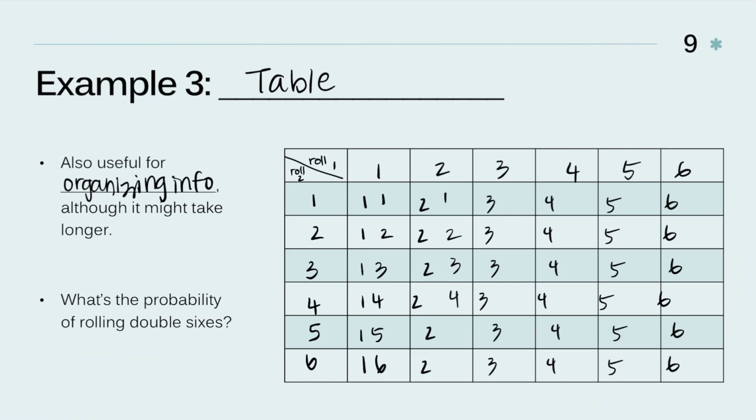So then I would have 1, 2, 3, 4, 5, 6. And I'm going to copy that as well, so I don't have to keep writing this over and over and over.